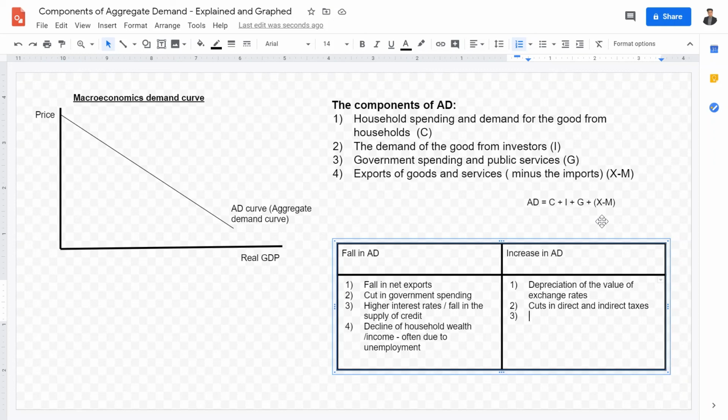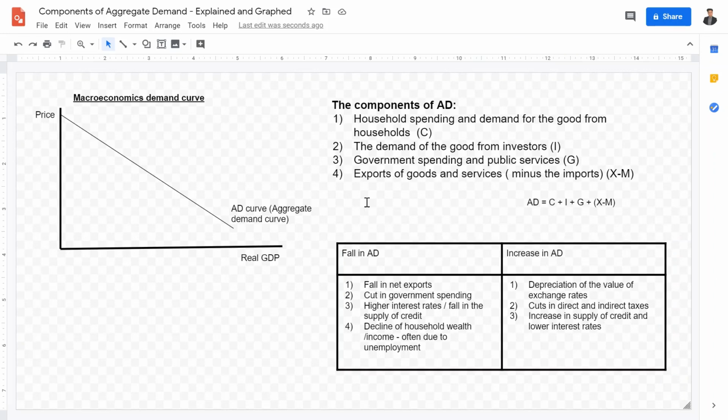The first one is expansionary supply of credit and lower interest rates. Okay, so an increase in supply of credit and lower interest rates. Now, this is, of course, another fiscal policy that governments really like to use in order to increase the money flow within the economy, and to actually cause more money to be circulating, and therefore with more money circulating, real GDP increases and, as correlated, the price decreases.